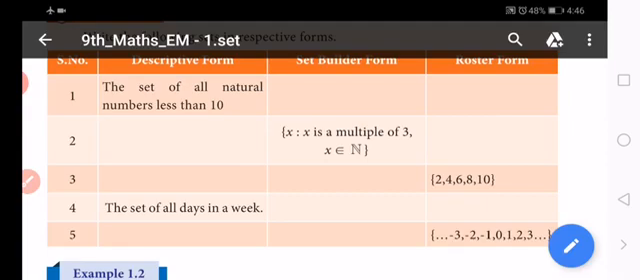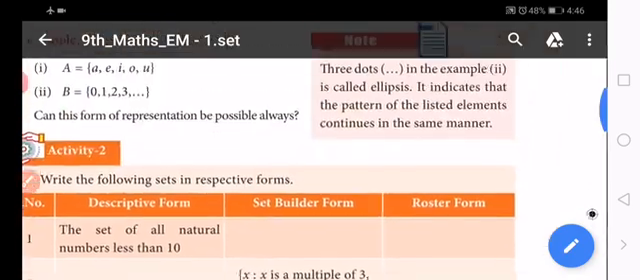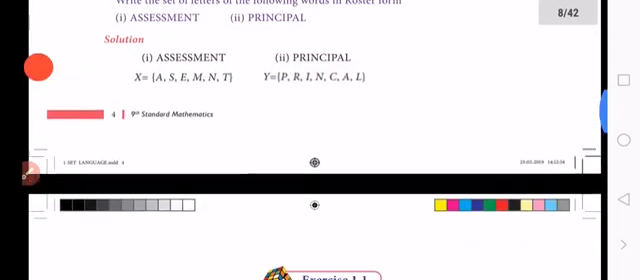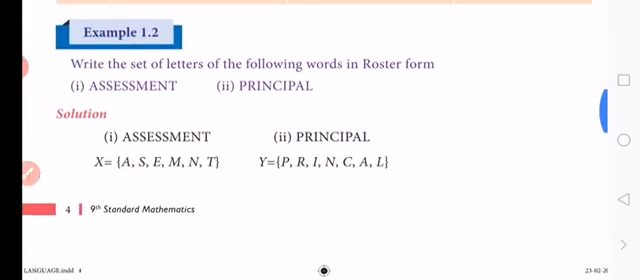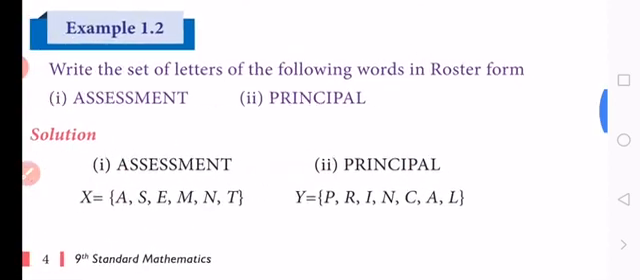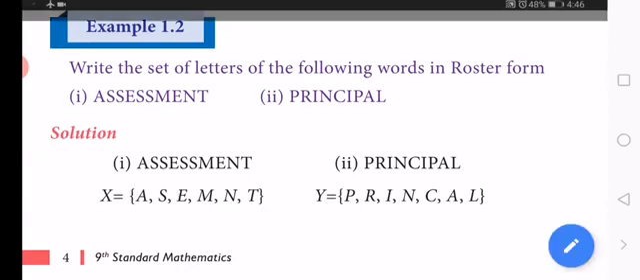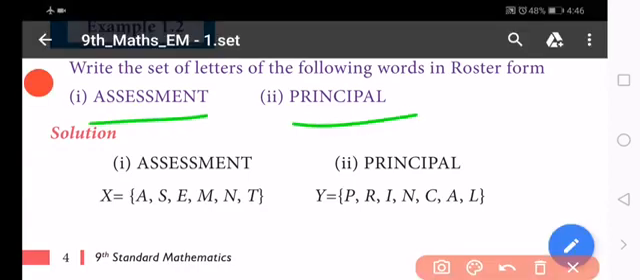In our book, some examples are given. Look at example 1.2. Write the set of letters of the following words in roster form. The two words are assessment and principal, written in roster form.